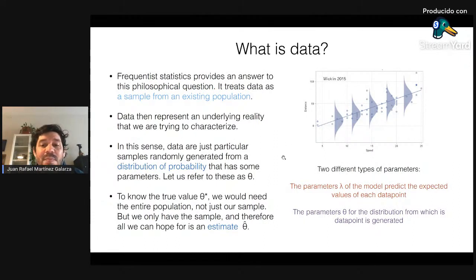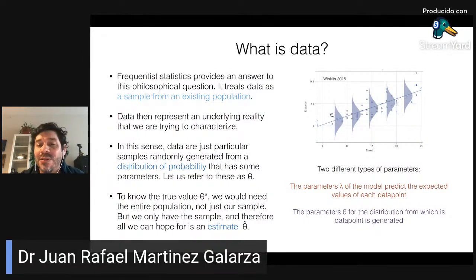So in order to know the parameters that fully characterize these distributions, we would need to have the full sample. We would need to take all of the experiments in the world in order to fully characterize the distributions, but we actually only have a sample. So all we can get is an estimate of the parameters that describe these distributions.